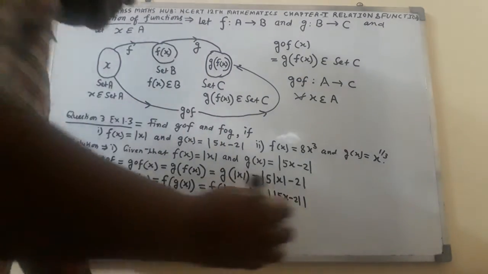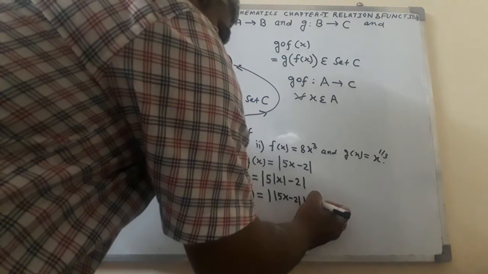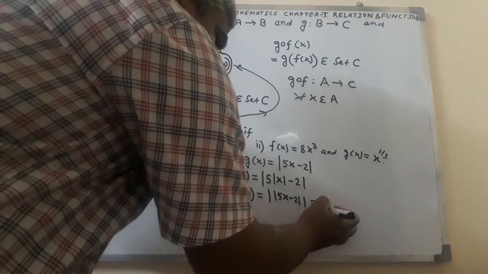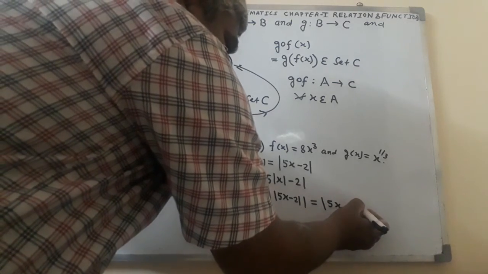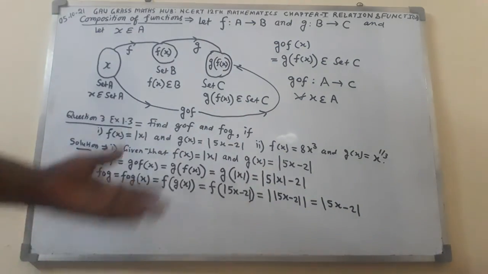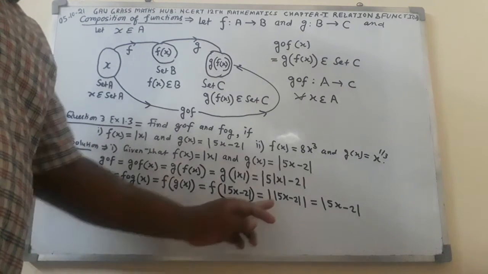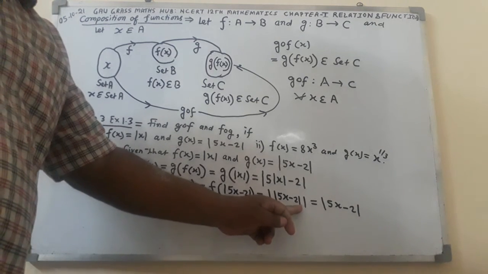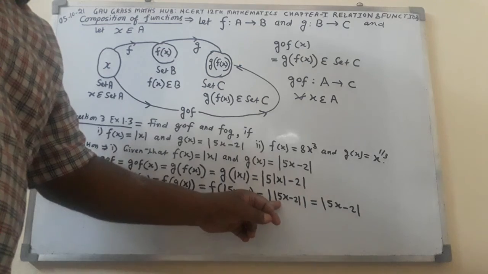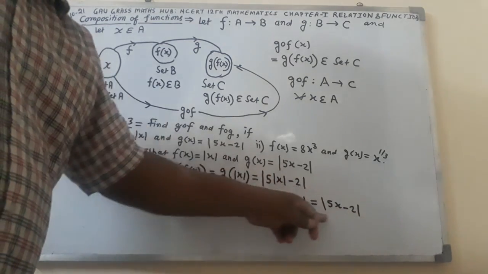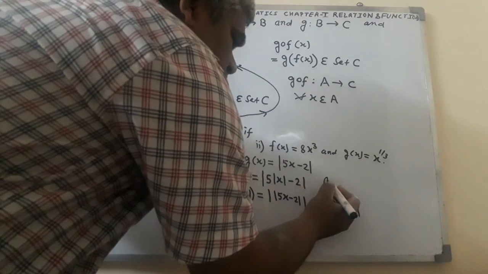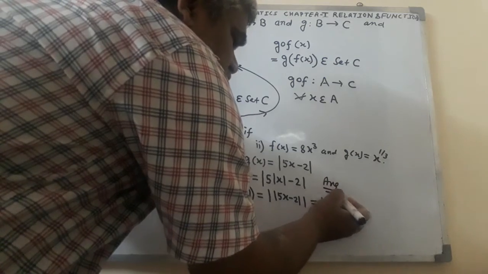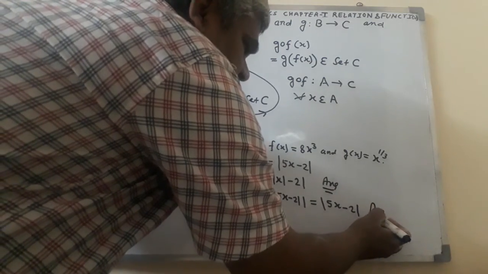We will get here equal to mod 5x minus 2 will be written. This will be the correct answer we have got. Here mod 5x minus 2 mod. If you remove mod, the same thing you will get. This is correct. This will be the correct answer we have got. Also this one is also correct answer.